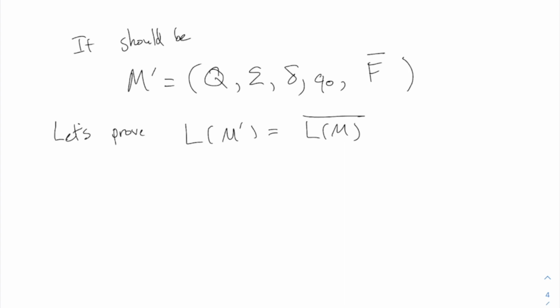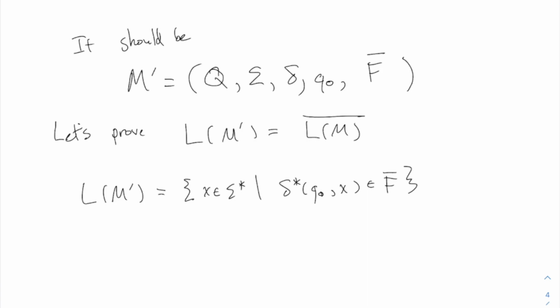Can we do that? Actually, it's not difficult, really. The language of M prime. Remember, the definition of the language of a DFA is all x in sigma star such that delta star of Q0 and x is in the set of accepting states. Now, for M prime, the accepting states is this set, F bar. So I'm going to say F bar here. You have to remember the definition of the language of a machine. It's a little complicated, I guess.